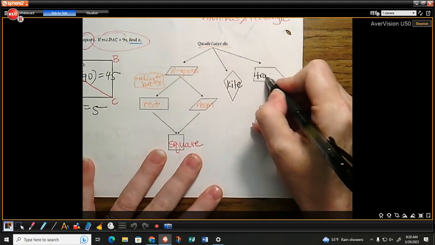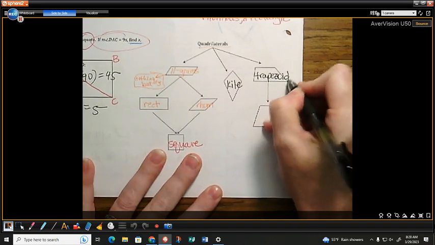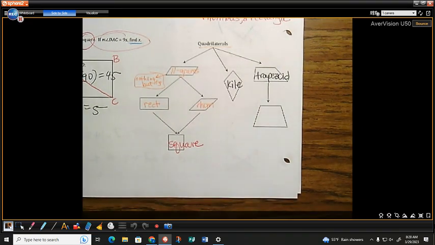Trapezoid. That's your trapezoid. Look at me knowing my shapes. Unless you live in Great Britain. What's it called? They call it a trapezium. Like half the math YouTubers I watch are British, so I hear all these weird things.